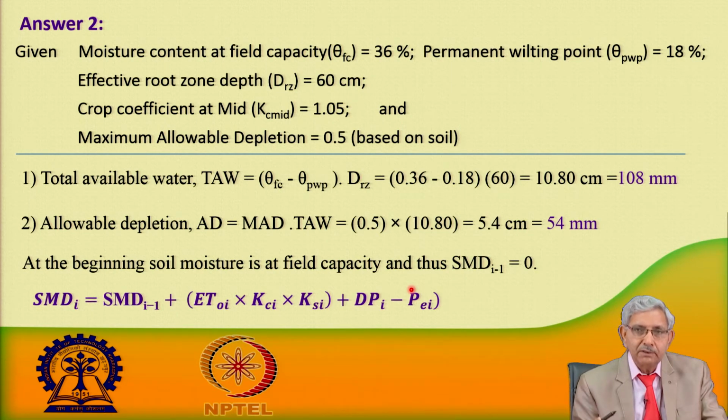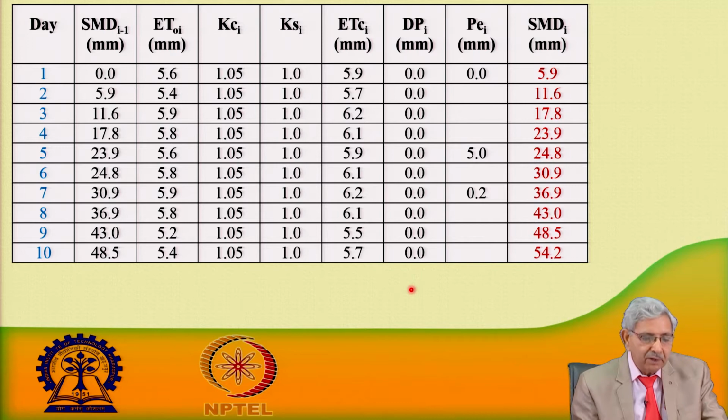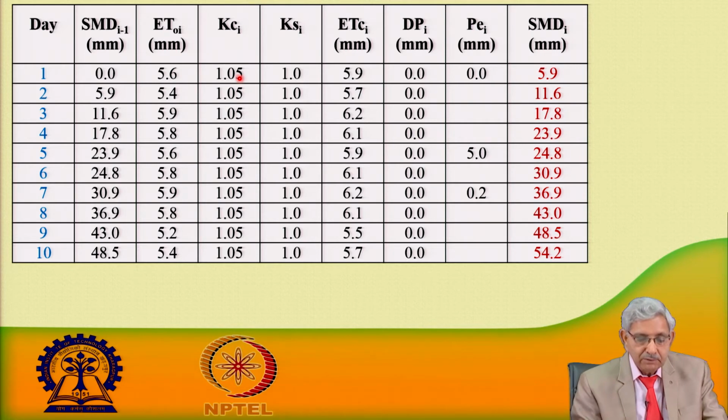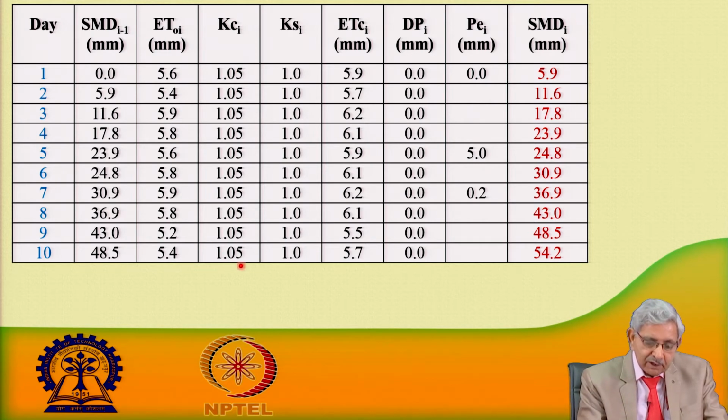So, on 5th day and 7th day rainfall values are available to us. Now, this water budgeting has been made from day 1 to day 10. So, the soil moisture depletion in the previous day was 0, ET naught 5.6 millimeter, Kc 1.05, that is in the mid stage, it is given in the question and that is taken as a constant for all the 10 days, and same thing crop stress coefficient for all the 10 days. So, these are given as 1.